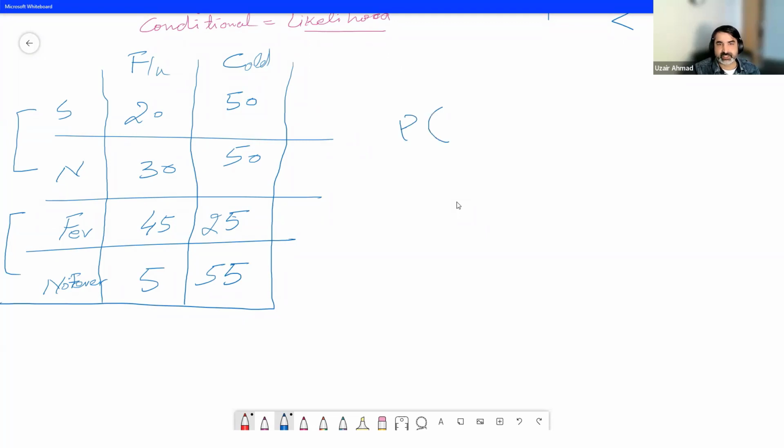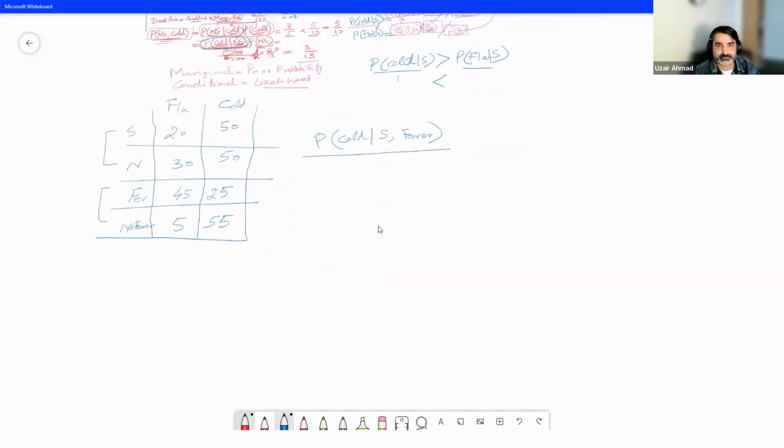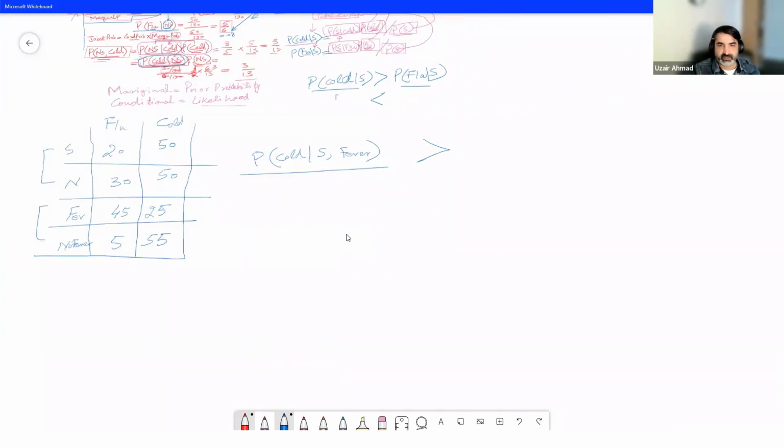Probability that the person has cold, given that the person has this condition, sneezing and fever. So we will calculate it as, this is our posterior probability. We want to compare it with: is it greater than the probability of flu, given that the person is sneezing and the person has fever, right? Whichever is greater, we will say, yeah, the person is in the flu class or the cold class.